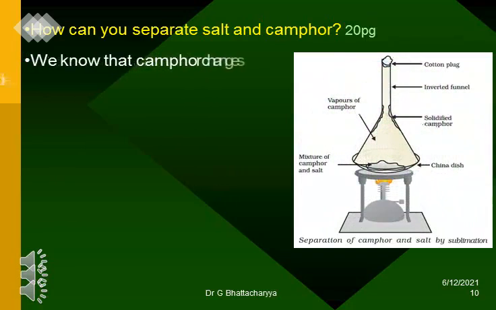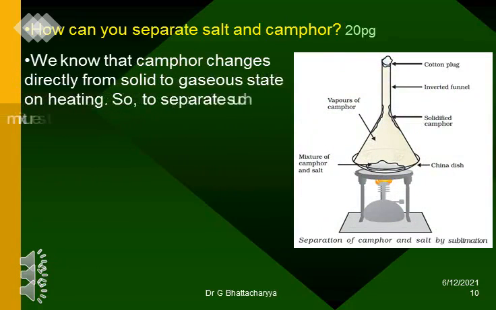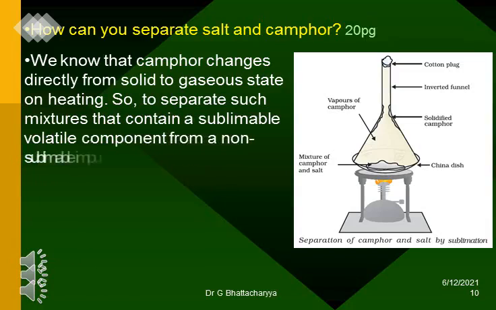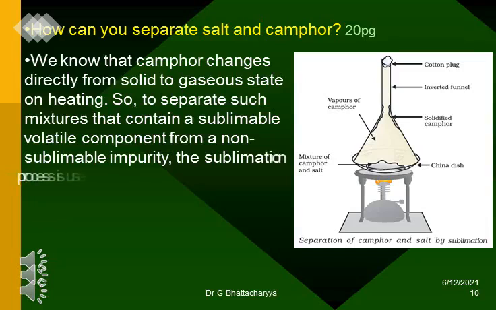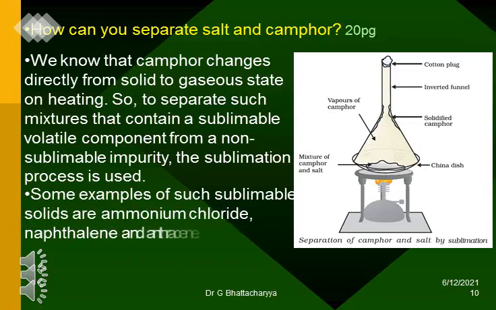How can you separate salt and camphor? We know that camphor changes directly from solid to gaseous state on heating. So, to separate such mixtures that contain a sublimable volatile component from a non-sublimable impurity, the sublimation process is used. Some examples of such sublimable solids are ammonium chloride, naphthalene, and anthracene.